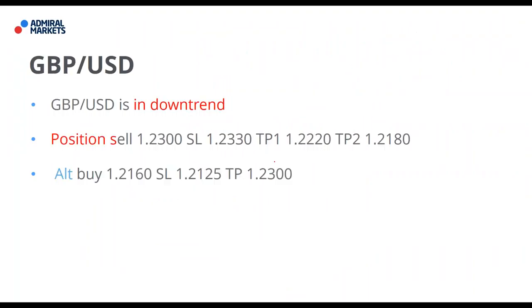Pound dollar, still seeing a sell around 23.00 with stop loss around 23.30, okay? TP around 22.20, TP2 around 21.80. Alternative buy around 21.60, stop loss around 21.25, TP around 23.00.